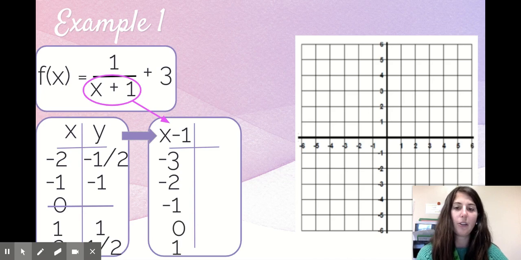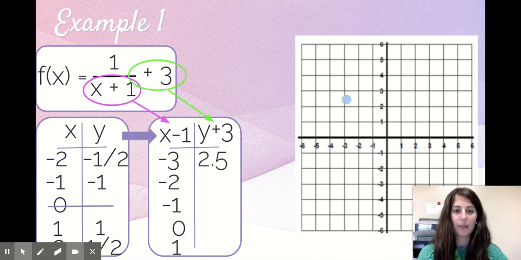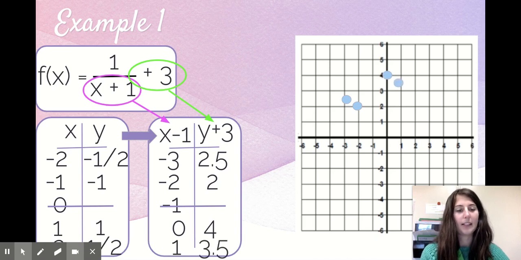To figure out the rule on our y values, I have this plus 3 on the outside. So I have y plus 3. If we add 3 to every y value, negative 1/2 plus 3 is 2.5, negative 1 plus 3 is 2, and we'll plot these points. I have nothing plus 3, so I don't have anything there. That's going to become my asymptote. 1 plus 3 is 4, and 1/2 plus 3 is 3.5, and we're plotting these points.